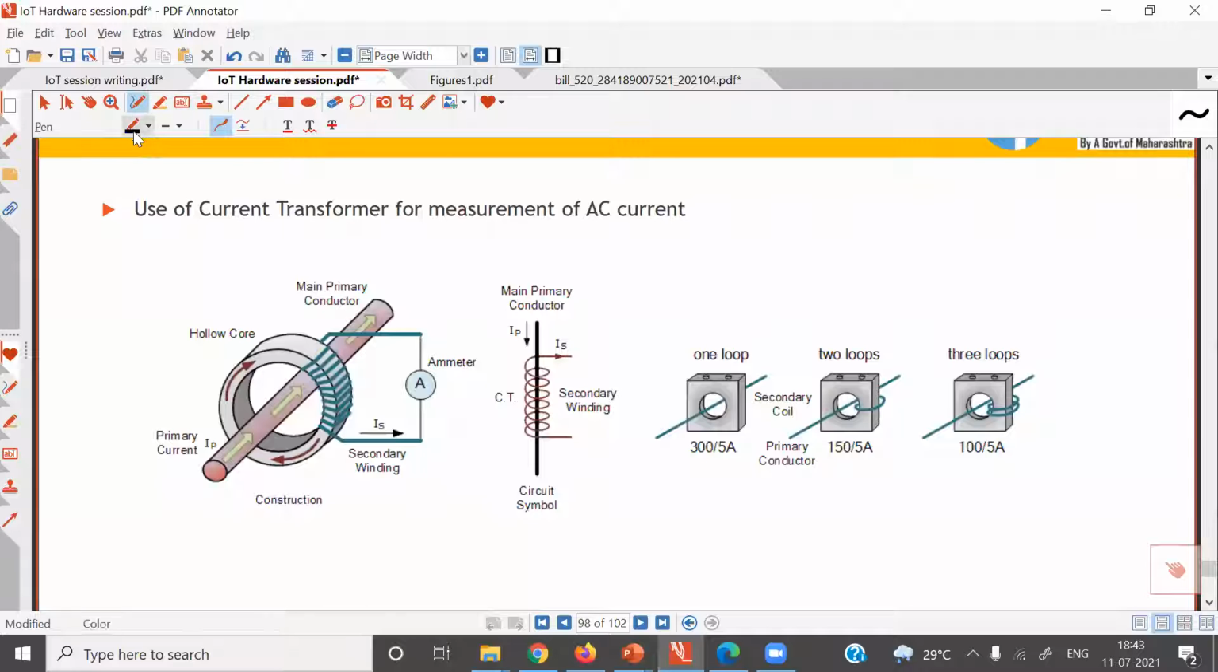So in the CT construction, there is hollow core made up of ferromagnetic material. So purpose of using ferromagnetic material is to increase magnetic flux density inside the core. This ferrite core is cylindrical in shape. On this ferrite core, copper coil is wound. This is the copper coil.